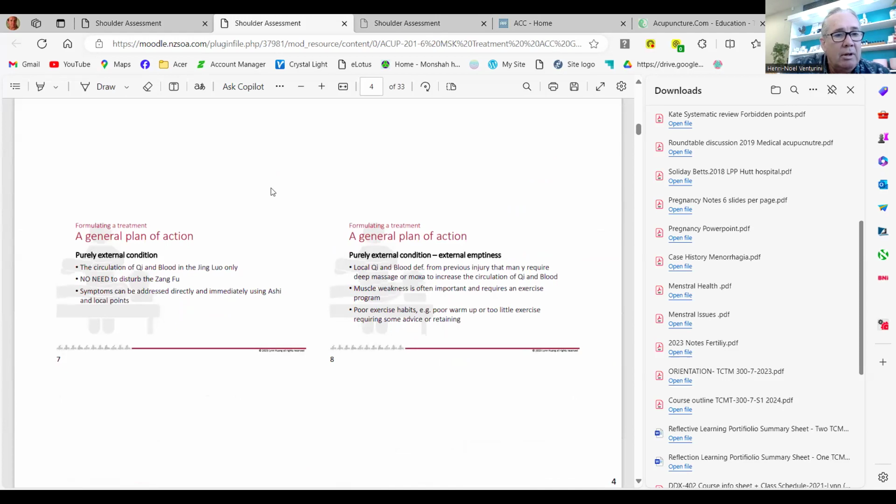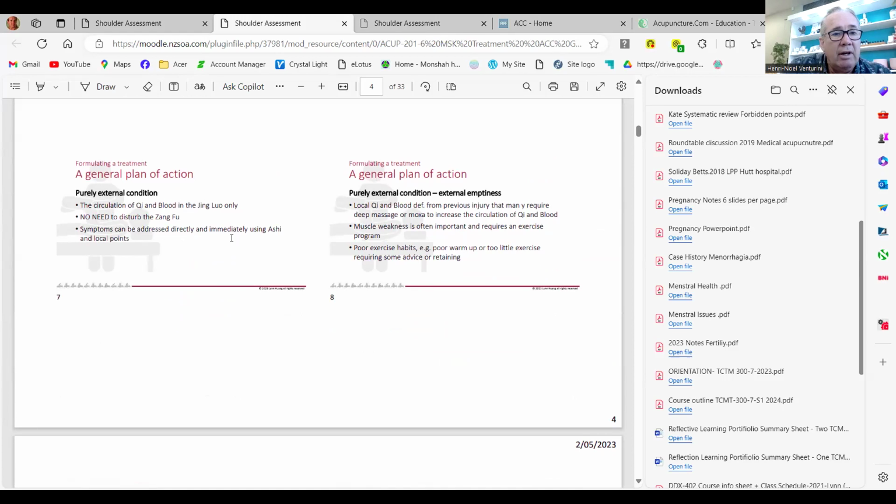General plan of action: the circulation of qi and blood in the Jing Luo only. This is ACC. No need to disturb the Zang Fu. That's quite incorrect, because to increase the flow of qi and blood, you need to support the Zang Fu.